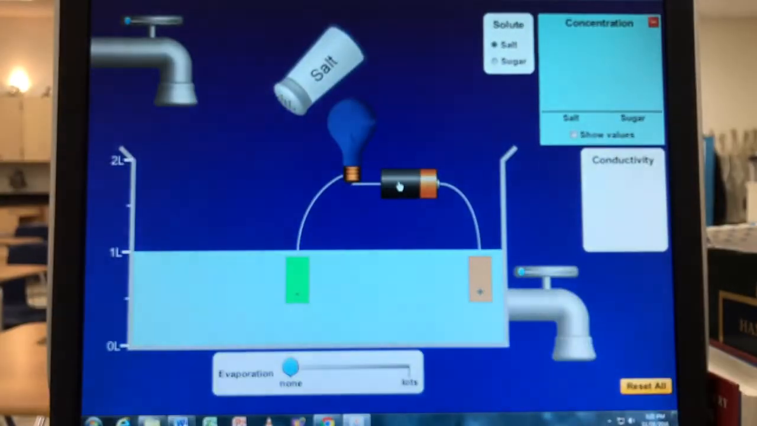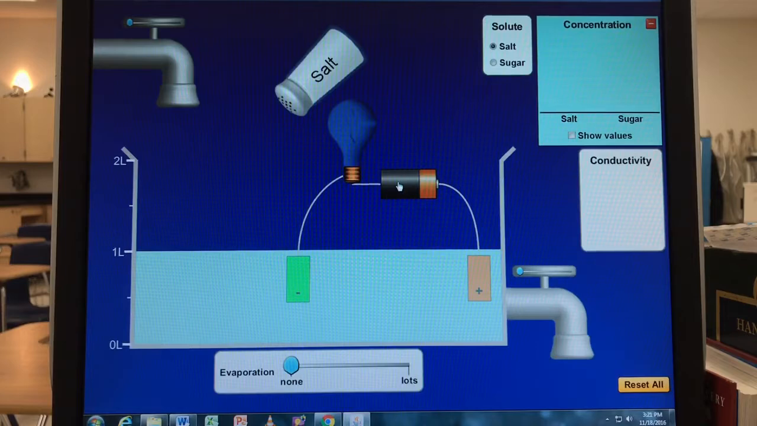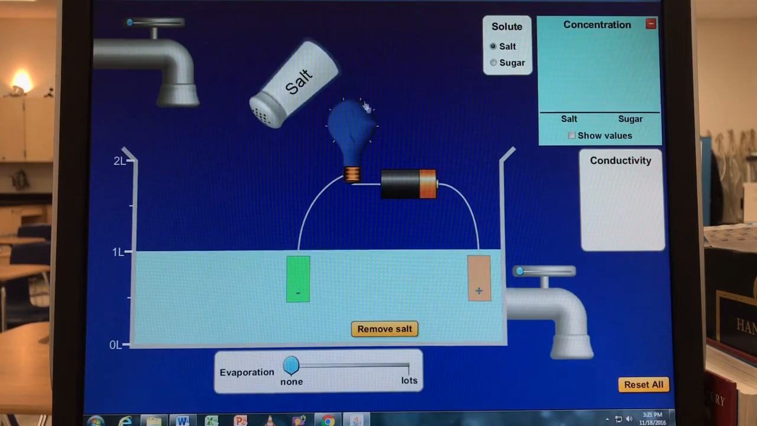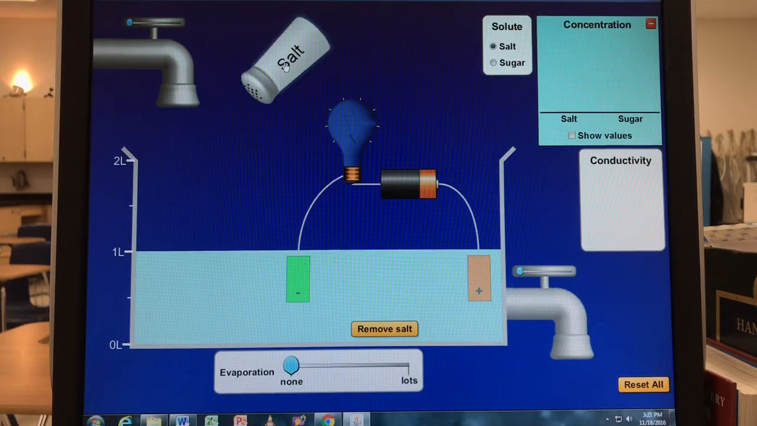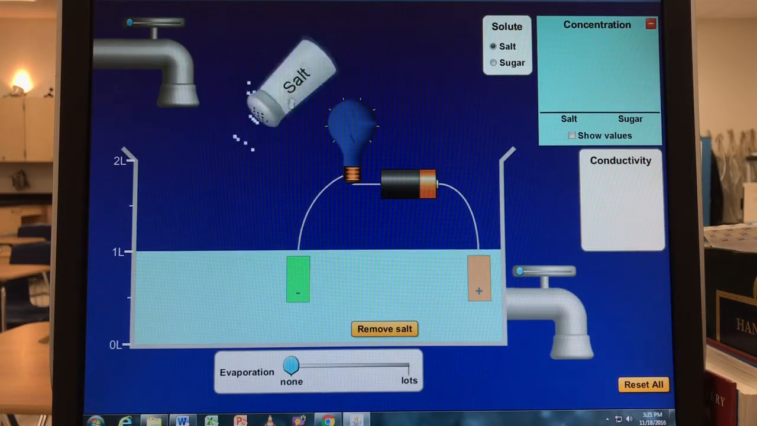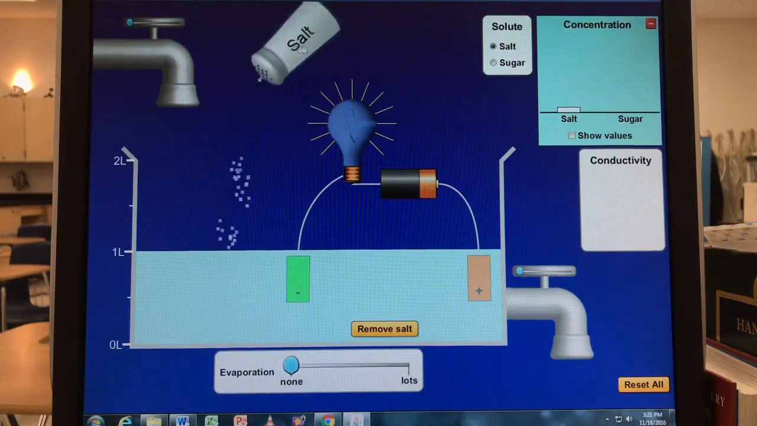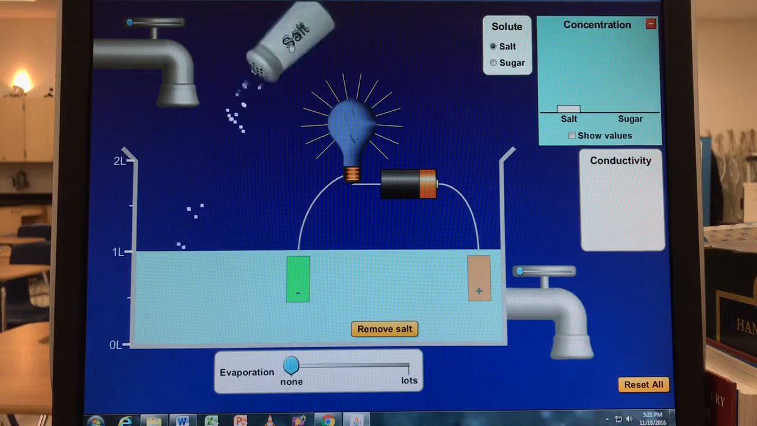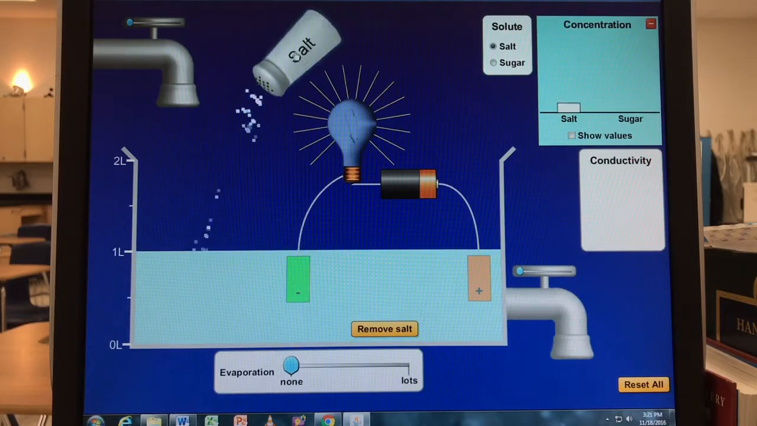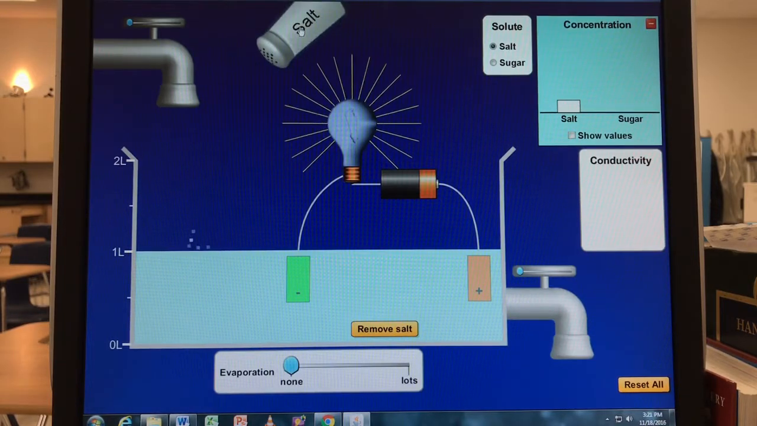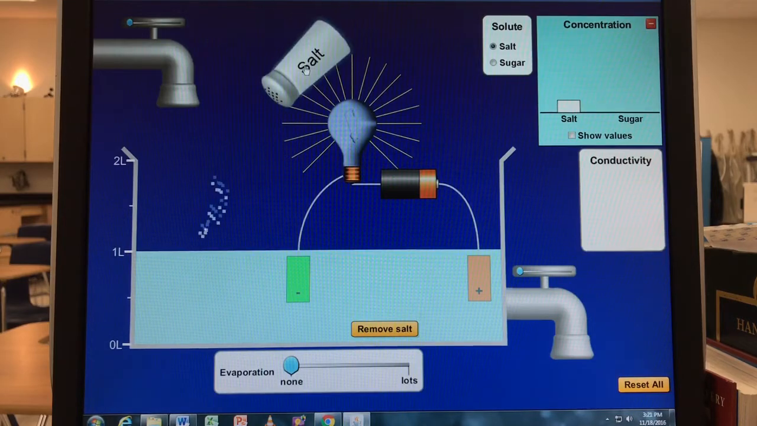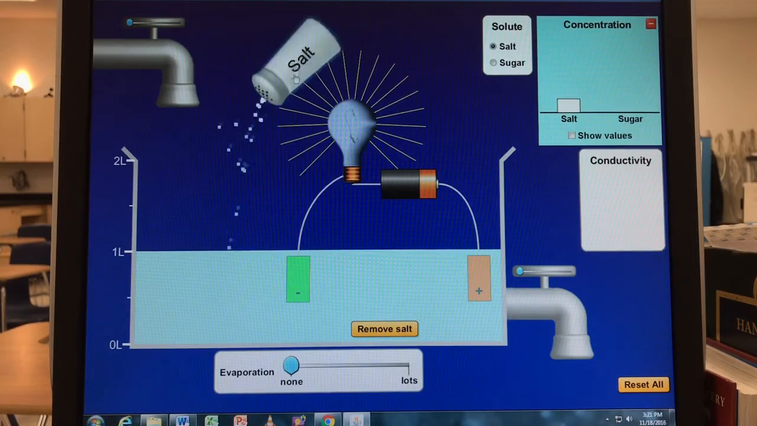Okay, so next, let's put some stuff in there and see what happens. Part B says, shake some salt into the water and make your observations, just a little bit. We see the light bulb starts to light up with the salt. Then, continue shaking the salt into the water and describe your observations. The light gets brighter. The more salt we put in, the brighter the light gets. So as the concentration of salt increases, the conductivity of the water increases.